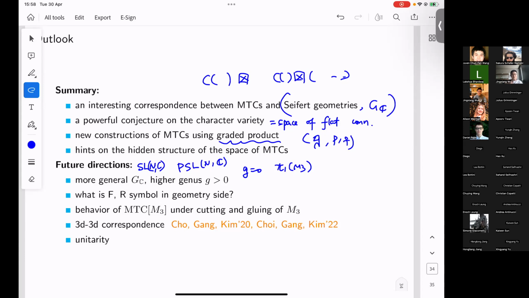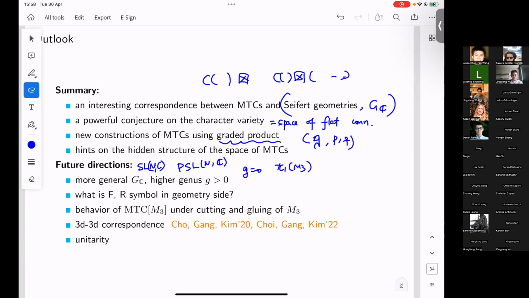Another very important question is to what extent this is a correspondence between two categories. There's a lot of data inside the category, for example, F and R symbols. We don't know what the image of the FR symbols is inside the geometry.